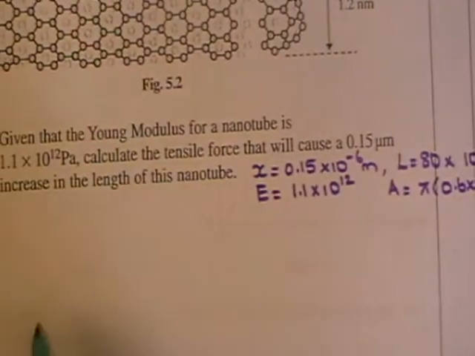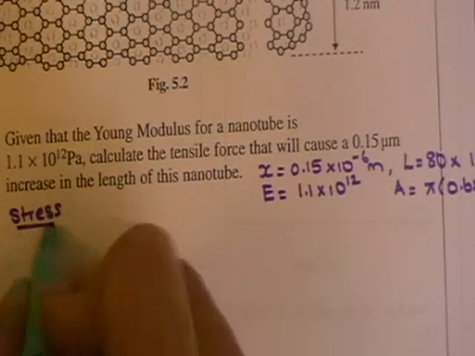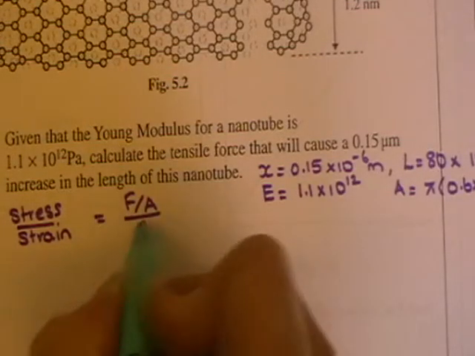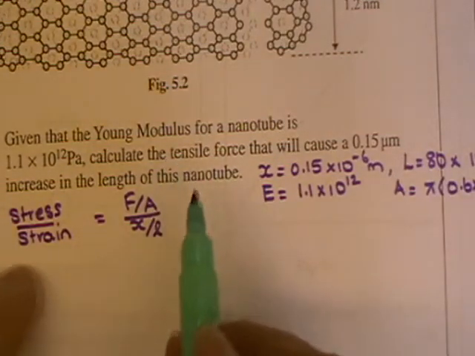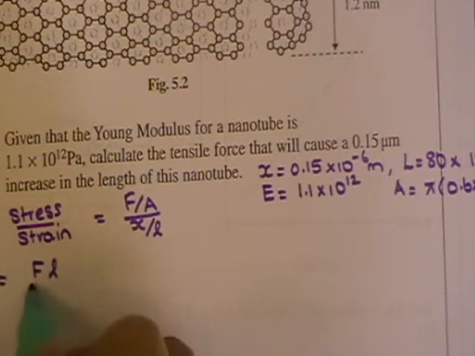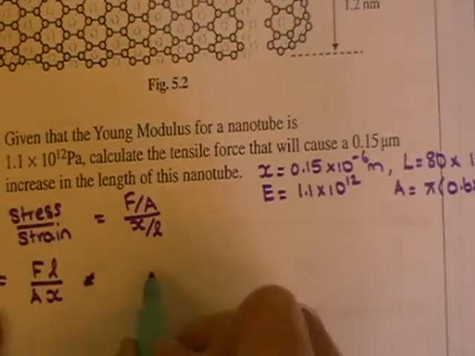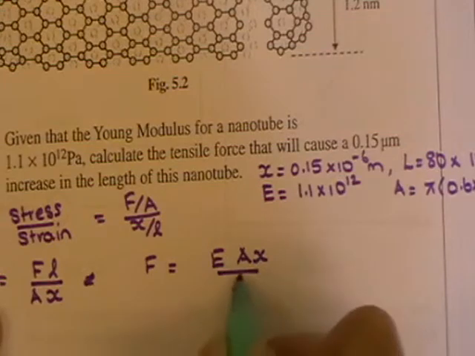All you need to do is calculate E is equal to stress over strain. Stress is force over area, and strain is extension over length. When you divide by a fraction, it's the same as multiplying by it upside down, so that becomes F times L over A times X. And so when you put all your numbers in, we're looking for F, so we're going to rearrange that. So F is therefore equal to E times A X over L. So now we're going to put all our numbers in.